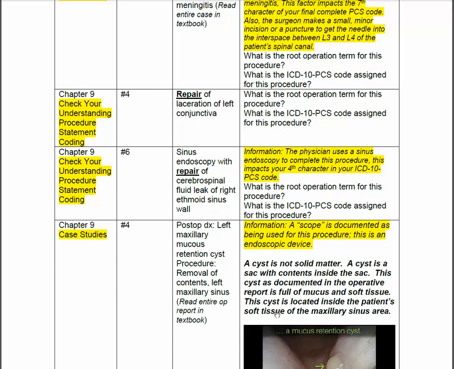The next one in chapter 9 is in the case study section. It's number 4. The pre-op diagnosis is left maxillary pulpeus, and then the post-operative diagnosis is left maxillary mucus retention cyst. The operation is noted in your textbook as removal of contents of the left maxillary sinus. Again, make sure you're reading the entire operative report, which is really one paragraph. This patient is having this procedure done via endoscopy.